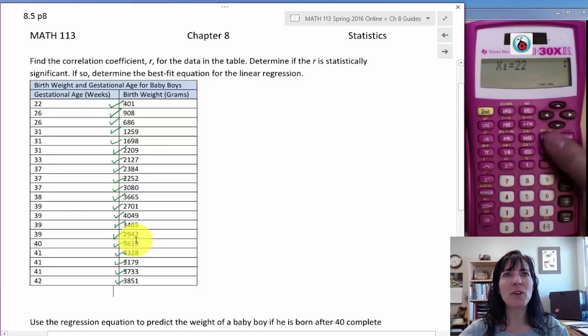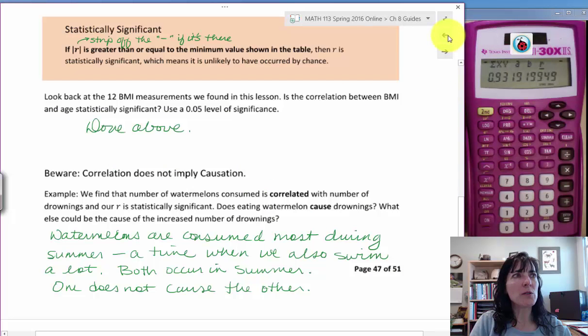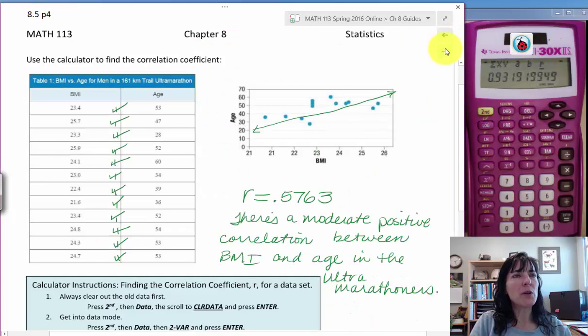And then StatVar, calc, and then push the left arrow. There's my R. Whoa. So my R is 0.9319. The next digit's a 1, so I'm going to stop there. I want to see if it's statistically significant, and it doesn't say what alpha to use, what level of significance, so I'll just use 0.05, and then I'll also look at 0.01 because it might be significant at both levels because it's a really high value.